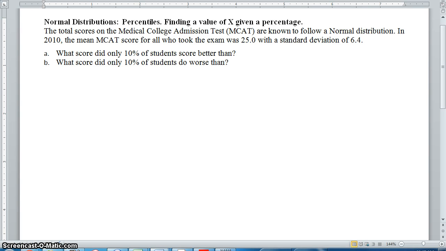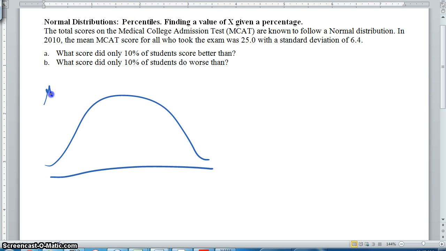In this example, I'd like to show you how you can use normal distributions to find percentiles. So that's finding a value of x when you're given a percentage. In this example, we'll be talking about the medical college admission test scores, so MCAT scores. And we know that these follow a normal distribution with a mean of 25, so a population mean of 25 and a population standard deviation of 6.4.